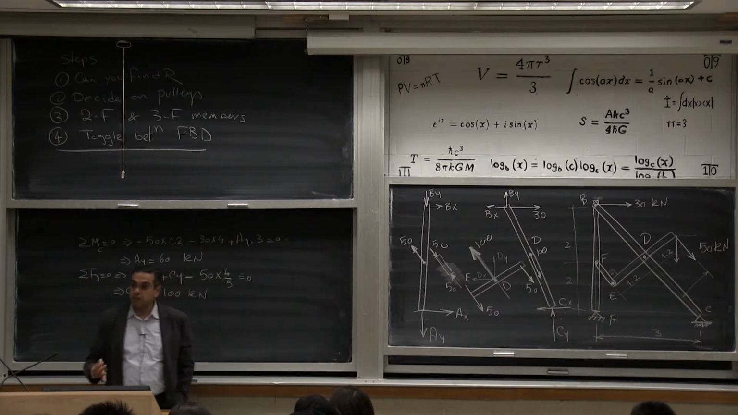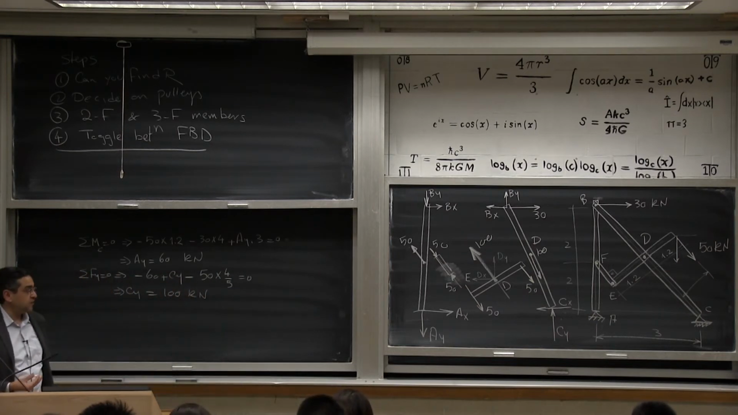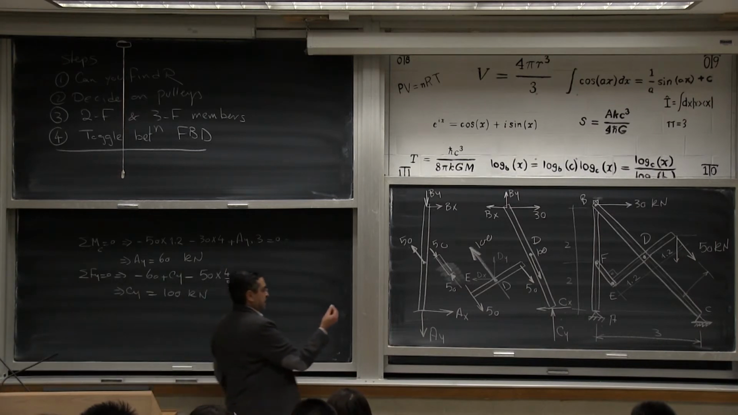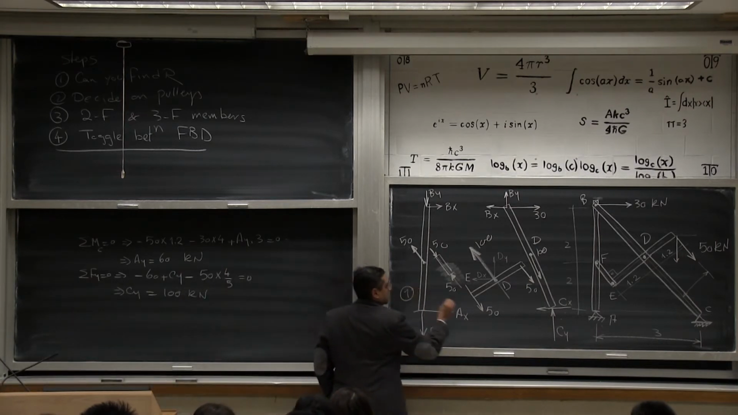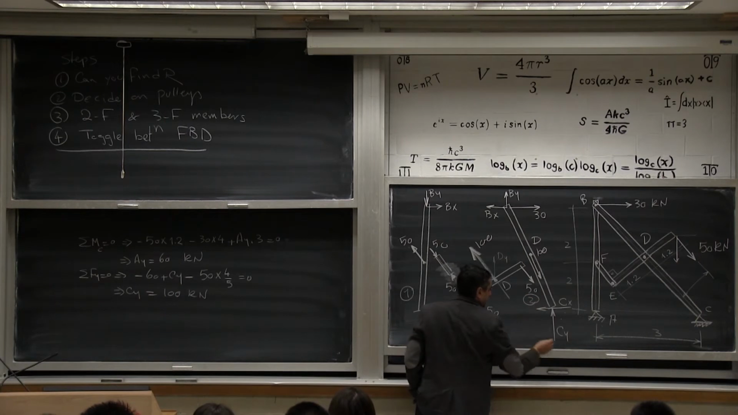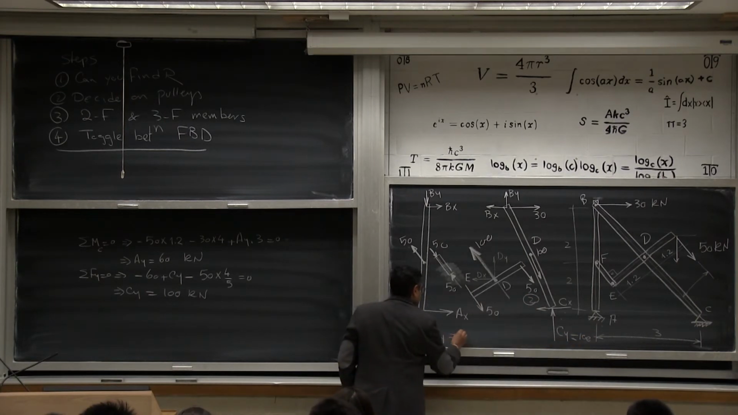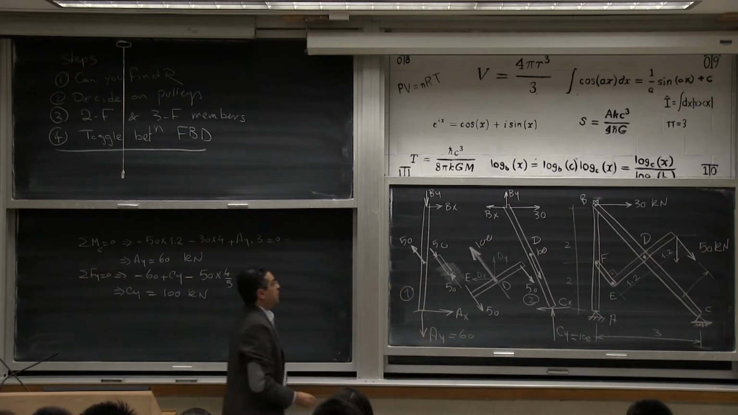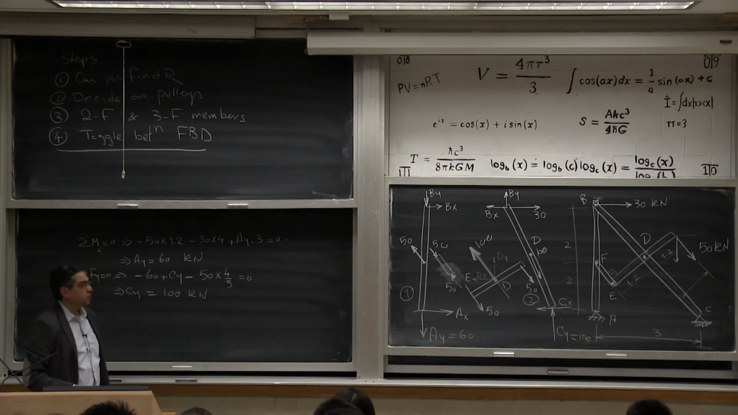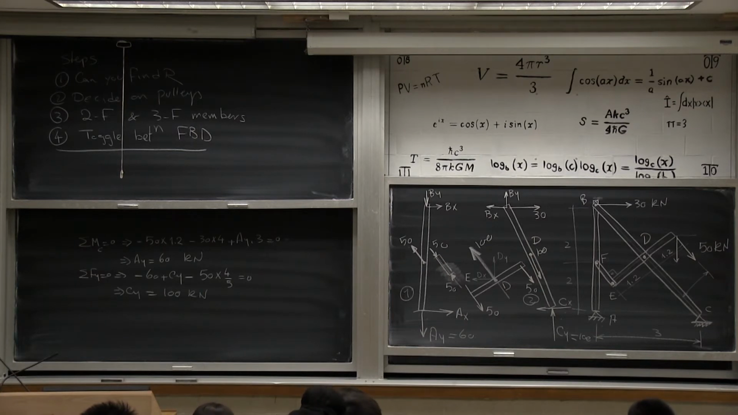I have to toggle between the free body diagrams to find the rest. Which free body diagram should I go to? Let's say this is 1, and this is 2, and you know this is 100, and this is 60. Which one should I go for? Which one is easier to resolve? Who's for 1? Who's for 2?